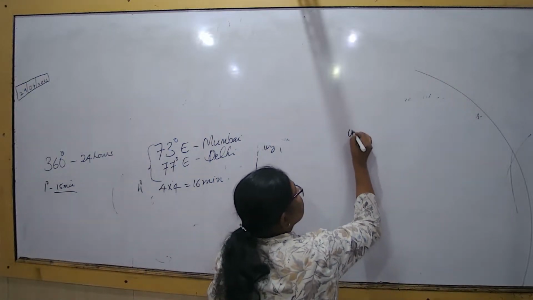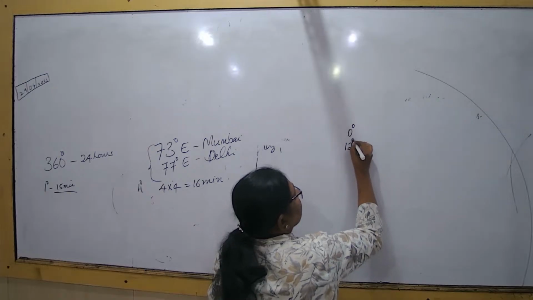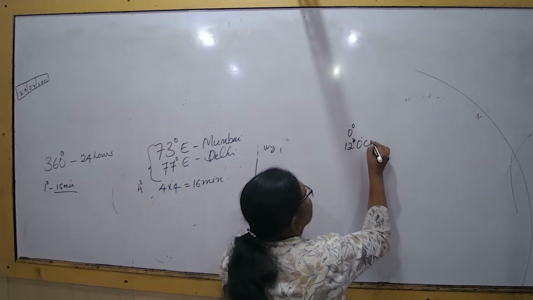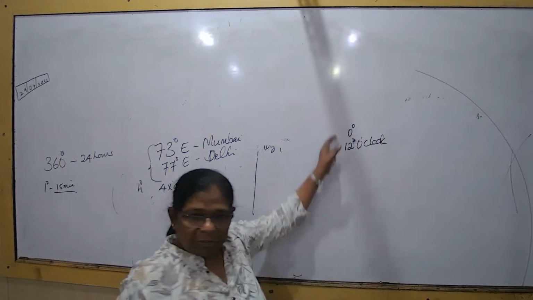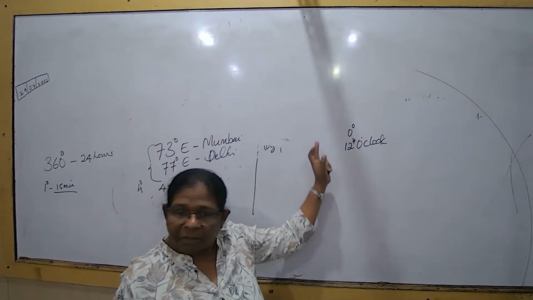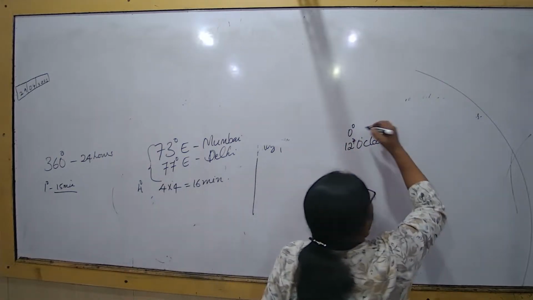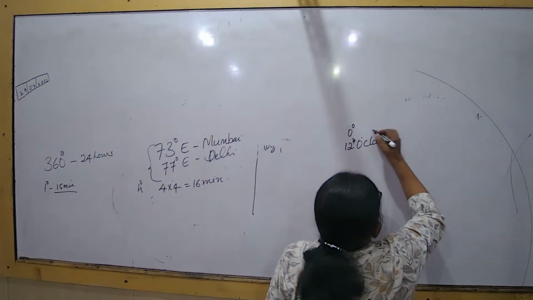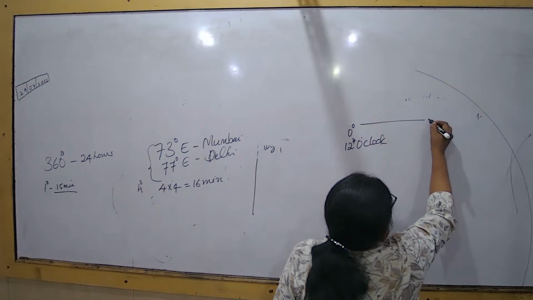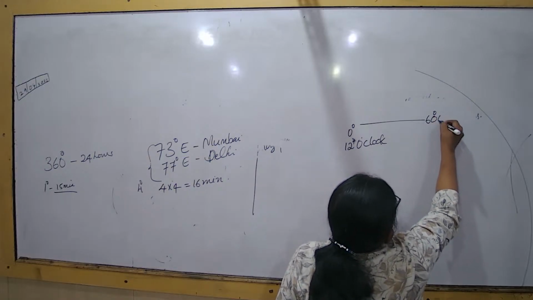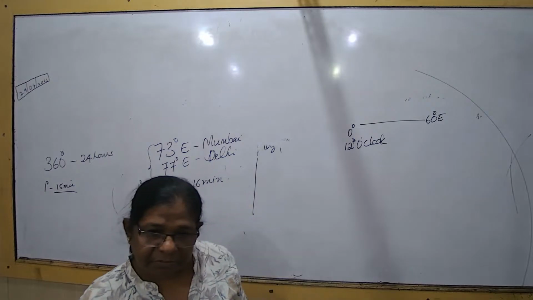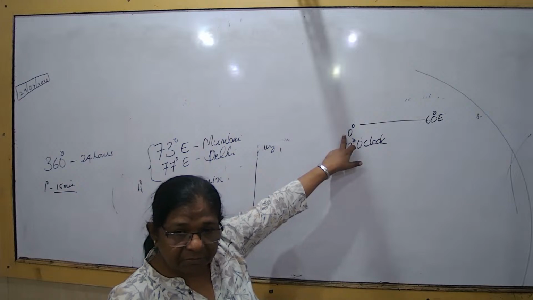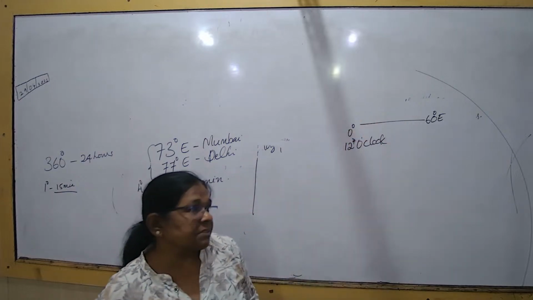See here, 0 degree. 12 o'clock is 0 degree, 12 o'clock. And the person is traveling towards the east, and that person is passing to 60 degree east. What time? 0 degree is this one, and 60 degree east.